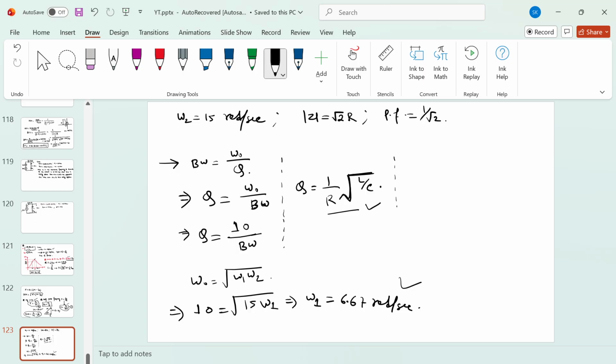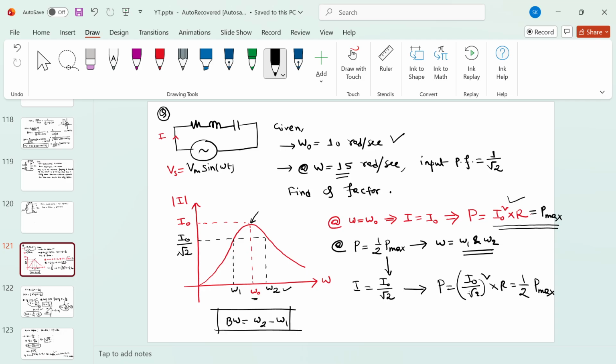So I know omega 1 and omega 2, so I can comment on the bandwidth. Bandwidth is equals to omega 2 minus omega 1. That is 15 minus 6.67, which is 8.33 radian per second. Now put this value here into 10. So you'll get 1.2 as the quality factor. Quality factor is 1.2. I hope this discussion is clear to you, like how to approach such a problem.